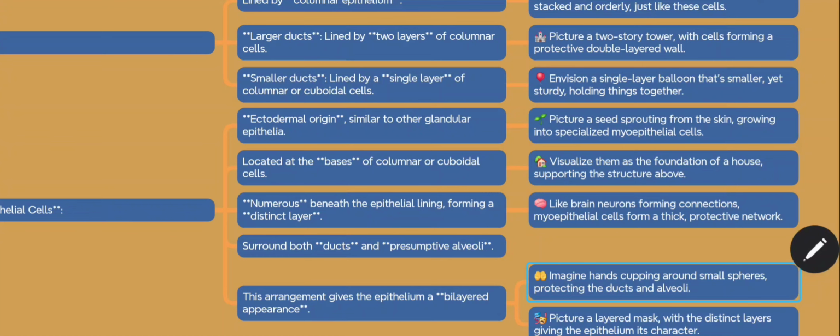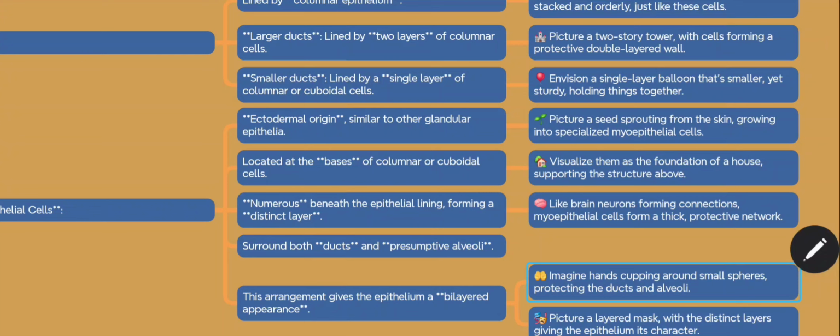So visualize it as the foundation of the house. The columnar or cuboidal cells are there and the myoepithelial cells are below. They act as a foundation. Then those myoepithelial cells are numerous beneath the epithelial lining, forming a distinct layer. So beneath the epithelial lining they form a distinct layer.